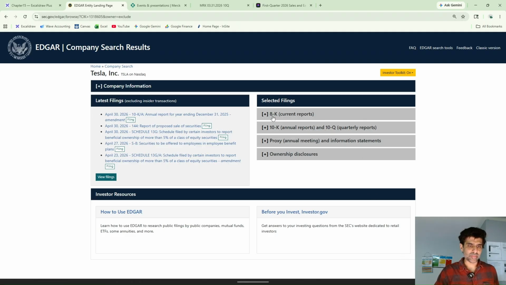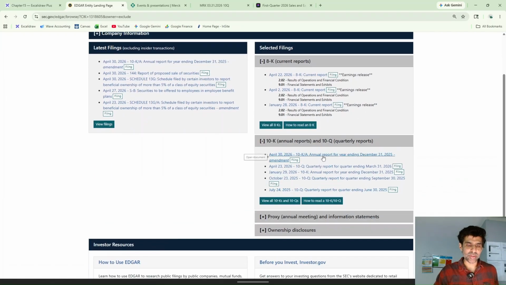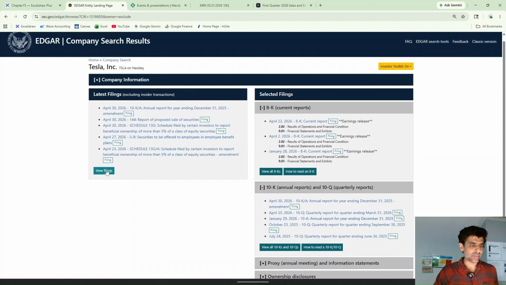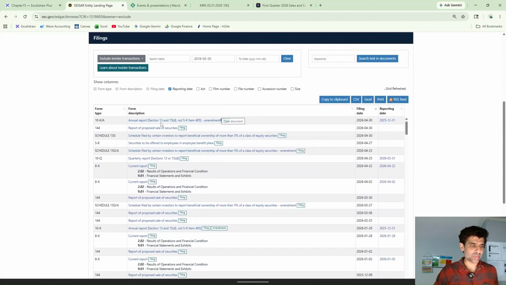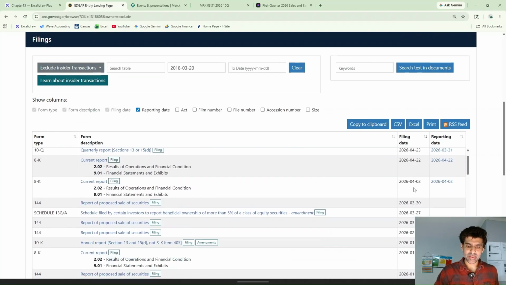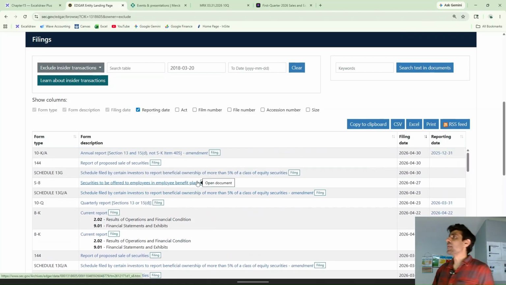Okay, so you can see there are selected files. The 8K, which is again the kind of press release, what important things have happened. Earnings release. You can see they have their 10K and their 10Qs, so there's a separate link for that. You can just click on this to view all of them, and it'll give you a list of all the stuff that they filed by the filing date. So yes, there is some embedded information in here.